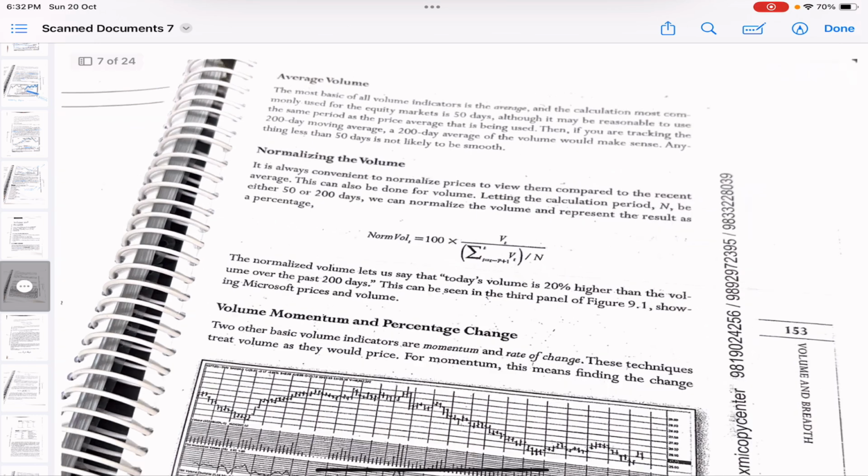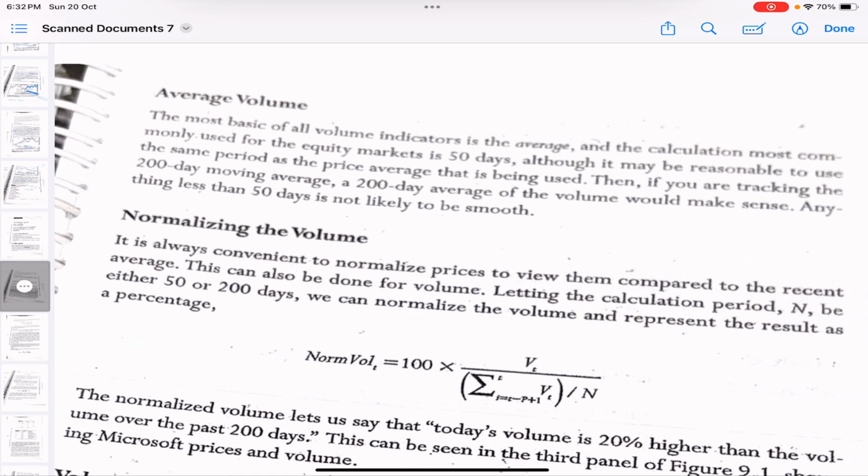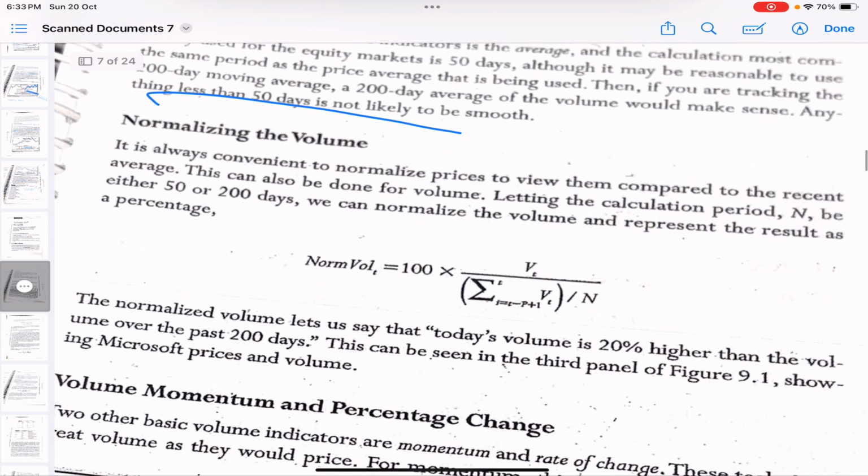The most basic of all volume indicators is the average, and the calculation most commonly used for the equity markets is 50 days, although it may be reasonable to use the same period as the price average that is being used. So whatever moving average you are using, make sure that the average volume indicator is also set to the period of the moving average. So whatever range you are keeping for price indicators, you need to keep the same range for the volume indicators as well. So let's say if you are using the 200-day moving average, then you need to use 200-day volume only. And anything which is less than 50 days is not likely to be smooth. So make sure that whatever you're using should be 50 days or more than that.